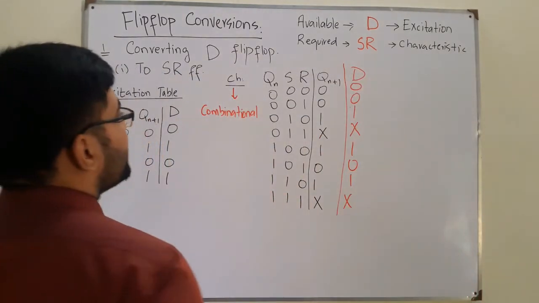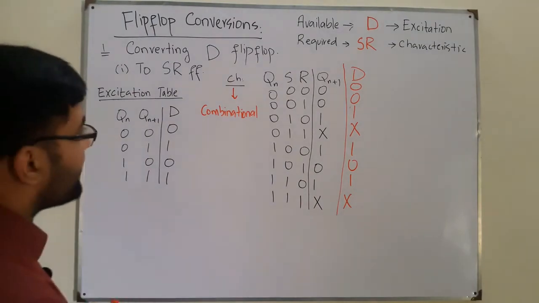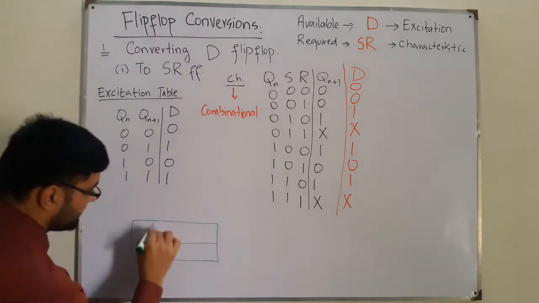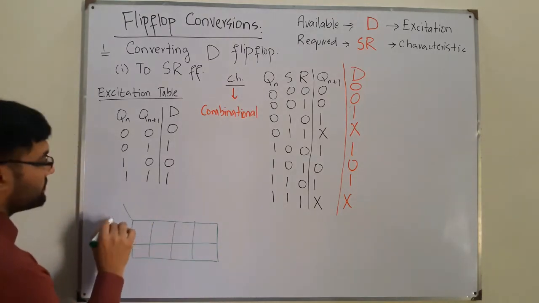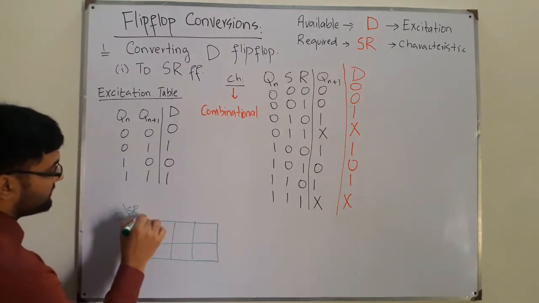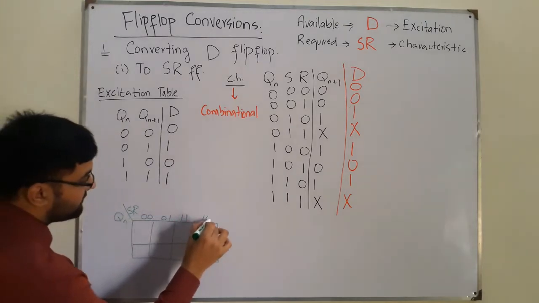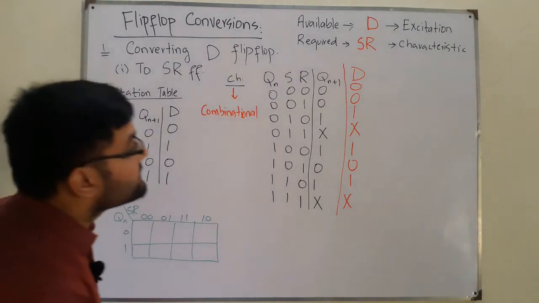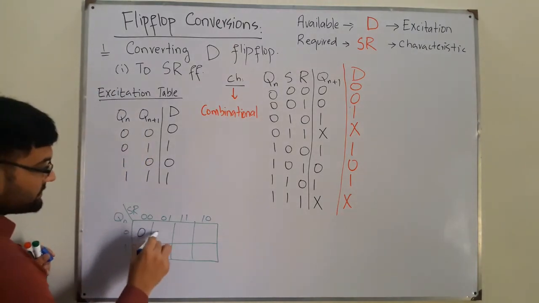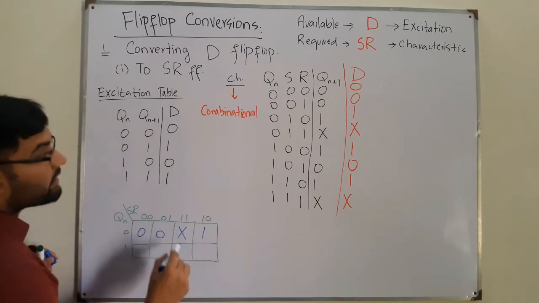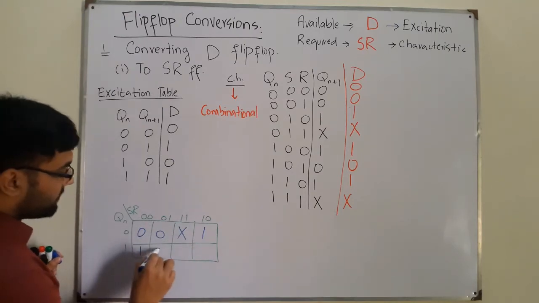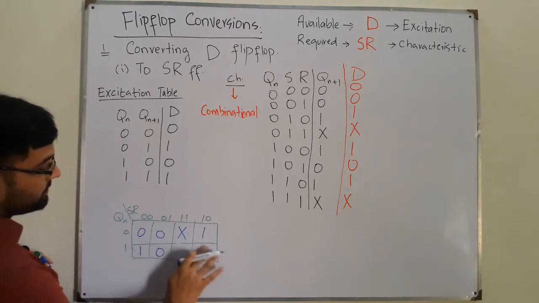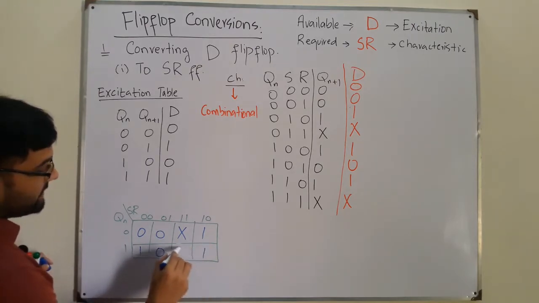Now you find the value of D with the help of the Karnaugh map. You have an 8-cell map, the inputs to which are Qn, S, and R. 0, 0, 0, 1, 1, 1, 1, 0, and 0, 1. Now you fill them up according to the table: 0, 0, 1 don't care; 0, 0, 1 don't care; 1, 0, 1 don't care; 1, 0, 1 don't care; 1 and don't care.